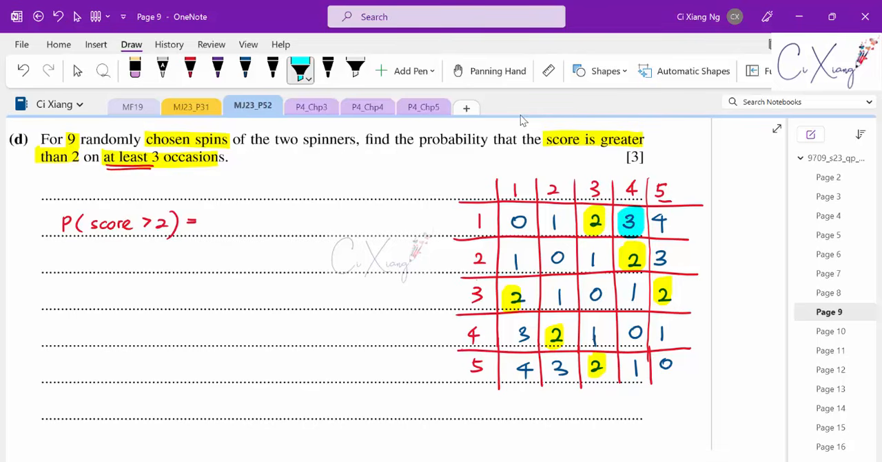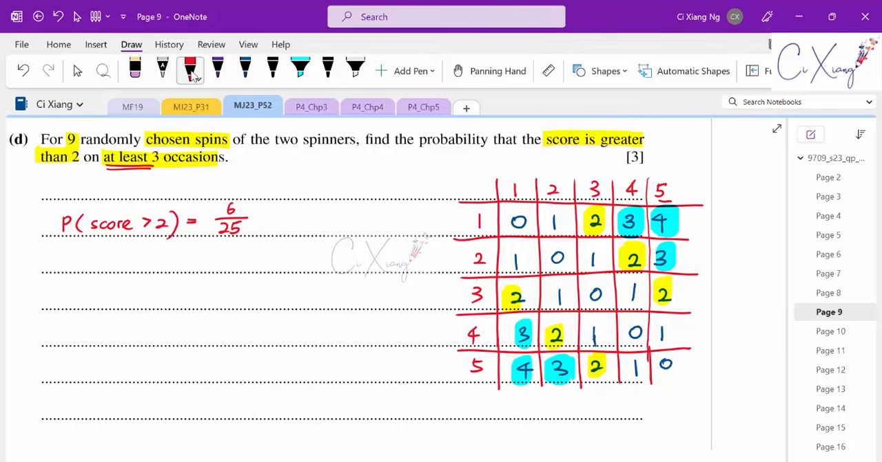So I'm having 3. 3 and 4 are greater than 2, right? So you just highlight them, 3 and 4. So how many of them are more than 2? So there are only 6 of them, right? So the probability that the score is more than 2 is actually 6 over 25.